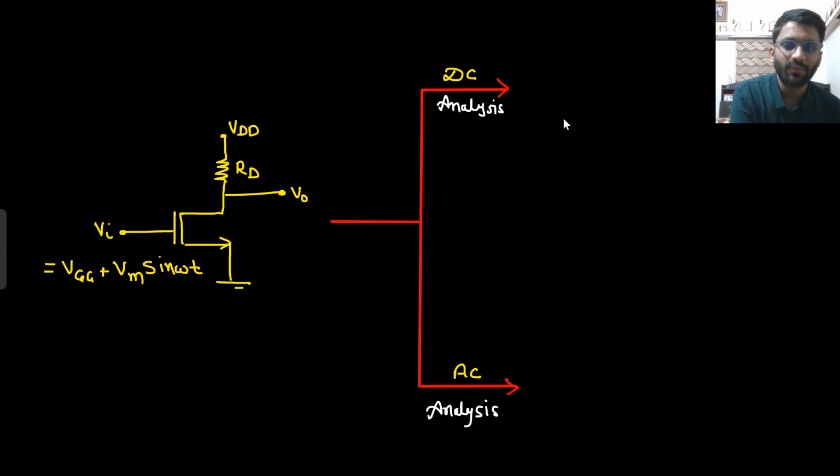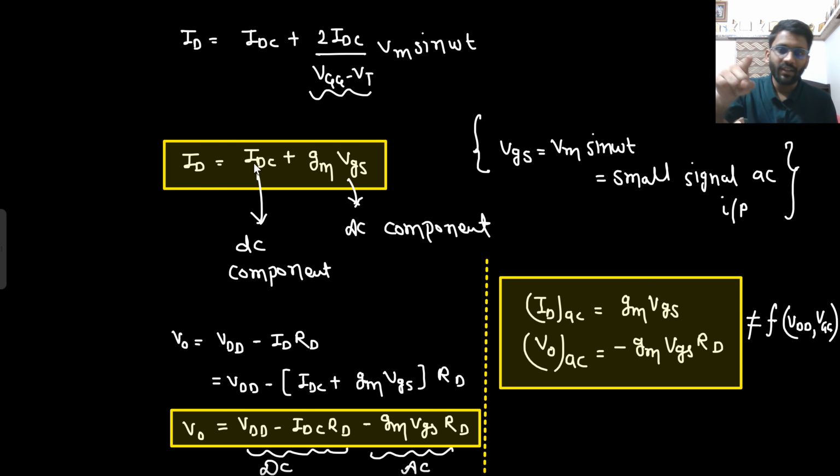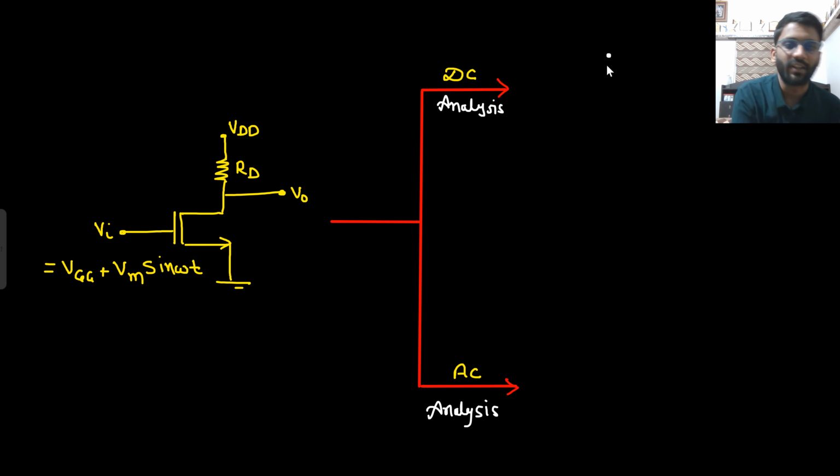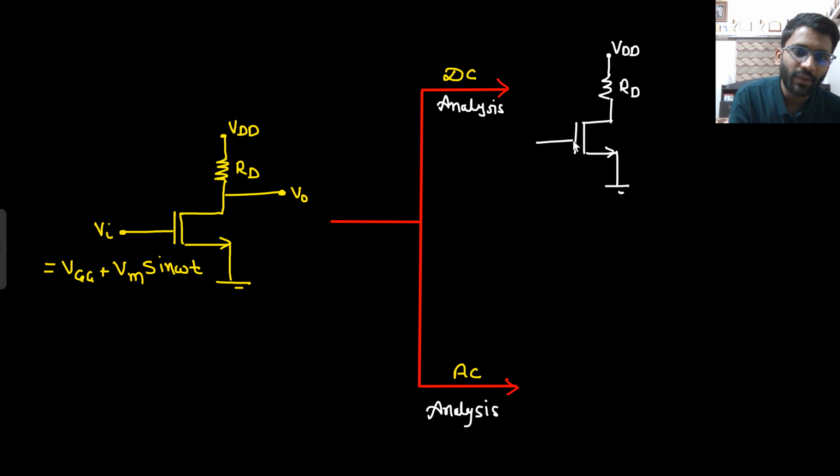In DC analysis, what do we do? We will only consider DC sources, because in the DC output we only have the DC component, and here also we only have the DC component. So we will not consider any AC component here. VDD is the DC component, so VDD will be there. RD is a simple resistance, no meaning of DC or AC. Then this is the simple MOS we have. Then at the input, I will only consider VGG, and this is my output. That's it.